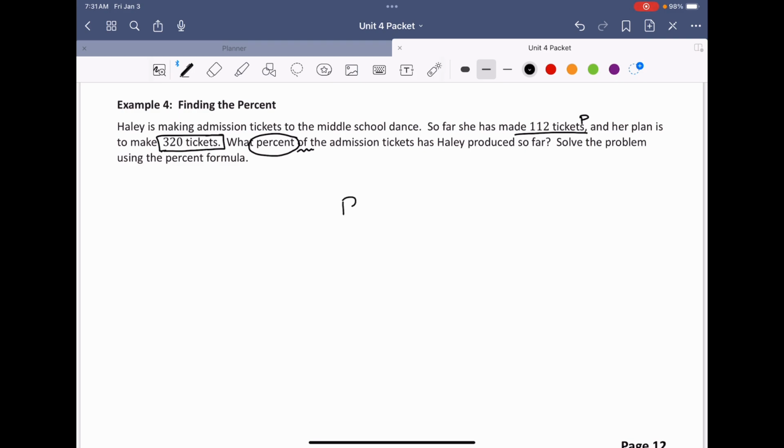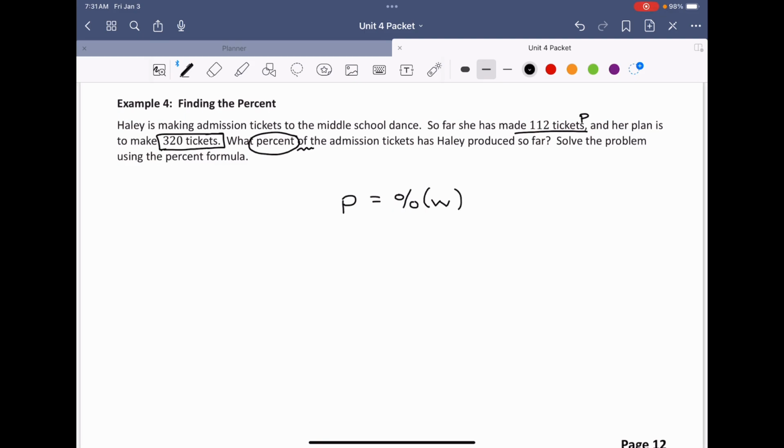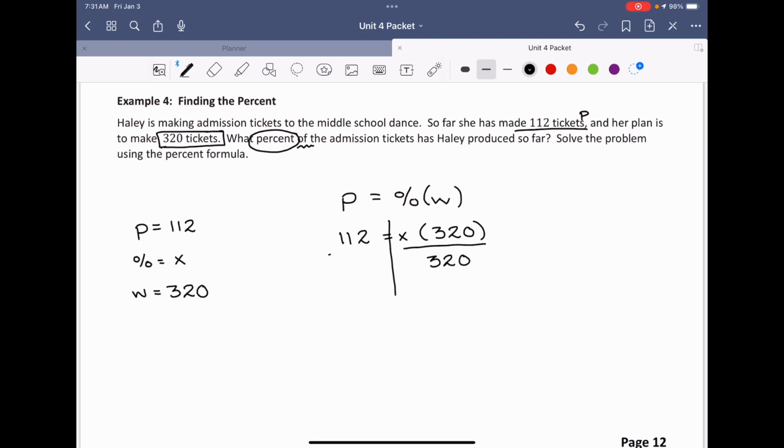Alright, so we're going to use our percent formula. Part equals percent times whole, and set up our cheat sheet. Part equals 112. The percent is what we are finding this time, and the whole is 320. So let's plug that in. 112 equals x times 320. Same thing here, x times 320, so let's divide by 320 on both sides. Let's solve for x. So 112 divided by 320 is going to give us a decimal of 0.35.